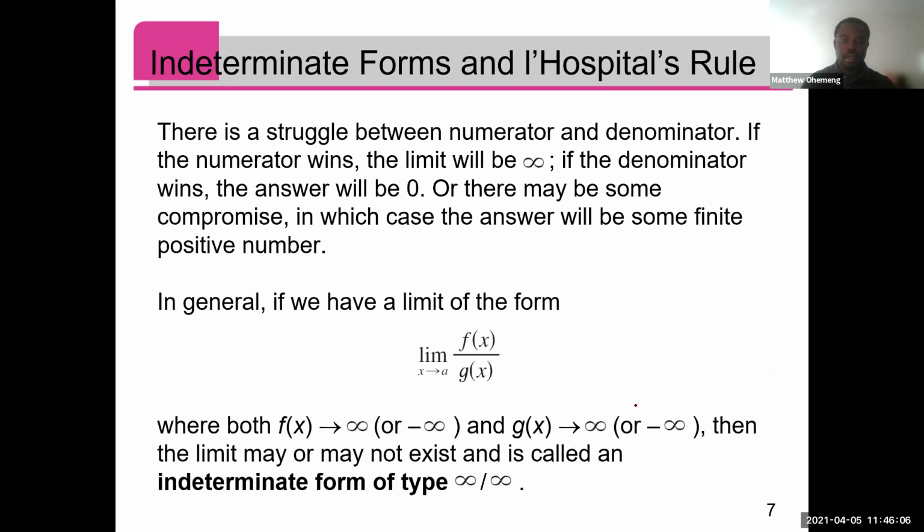Now, as I was saying, this is called an indeterminate form of type infinity over infinity. It doesn't matter which kind of infinity is approaching. The top can be approaching plus or minus infinity, and the bottom can also be approaching plus or minus infinity. As long as it's some type of infinity over infinity, it's called an indeterminate form of type infinity over infinity.